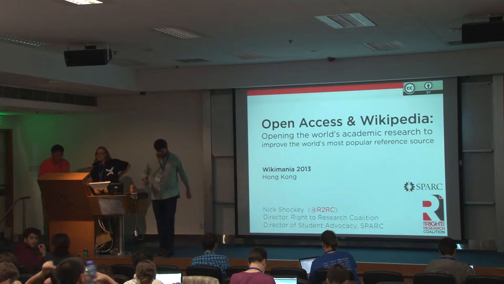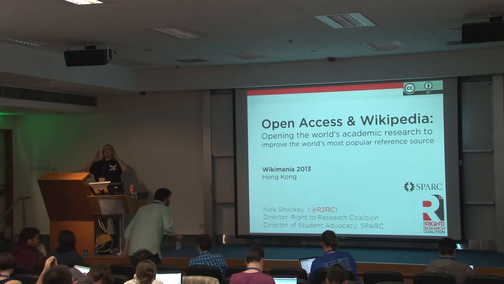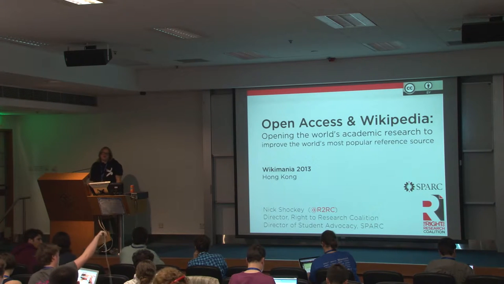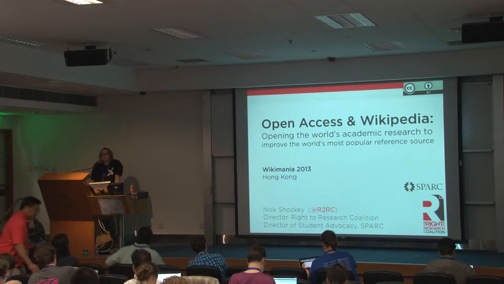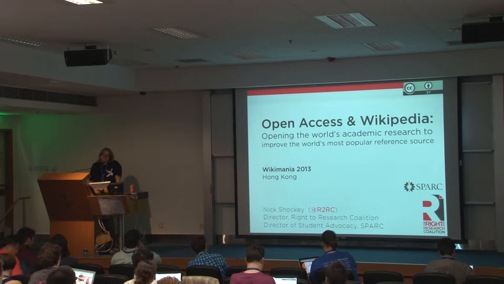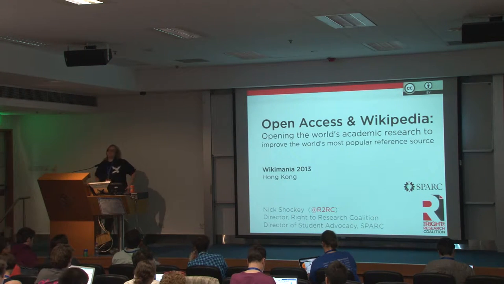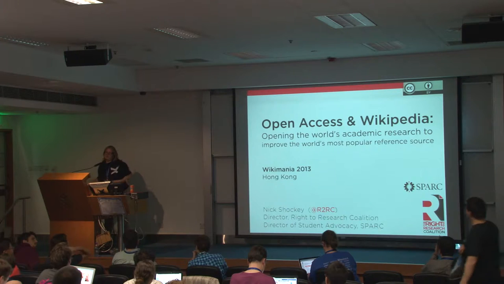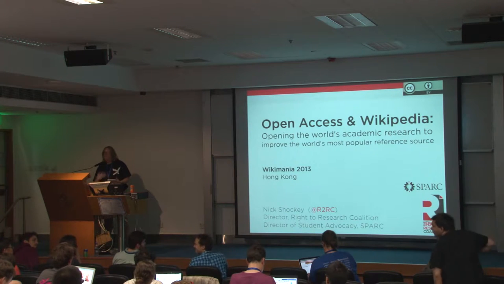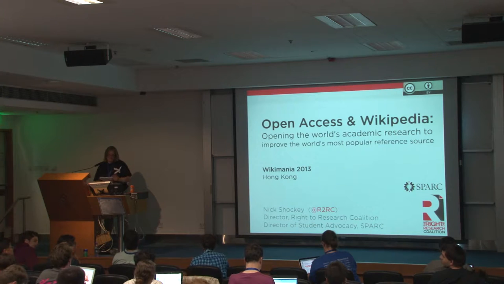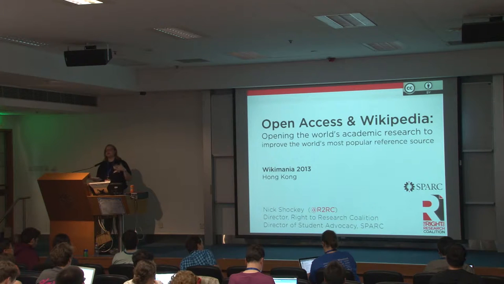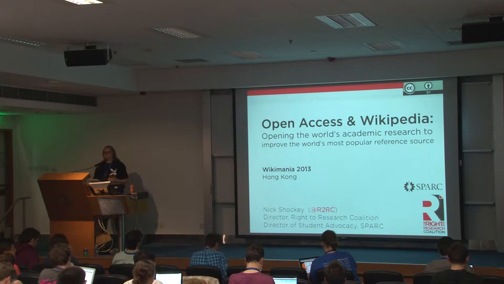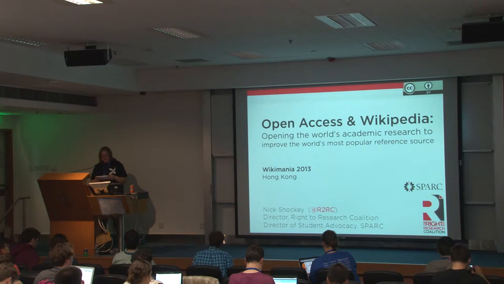Okay, super. All right, let's go ahead and get started. I think that people will probably come in as we go along here. But first off, my name is Phoebe Ayers. Many of you know me. I'm a Wikipedian. I'm also a librarian at the University of California, Davis. And it is my pleasure to introduce and moderate this panel about open access. So we call this Open Access in Wikipedia, opening the world's academic research to improve the world's most popular reference source. And I think that encompasses what we're going to talk about today.